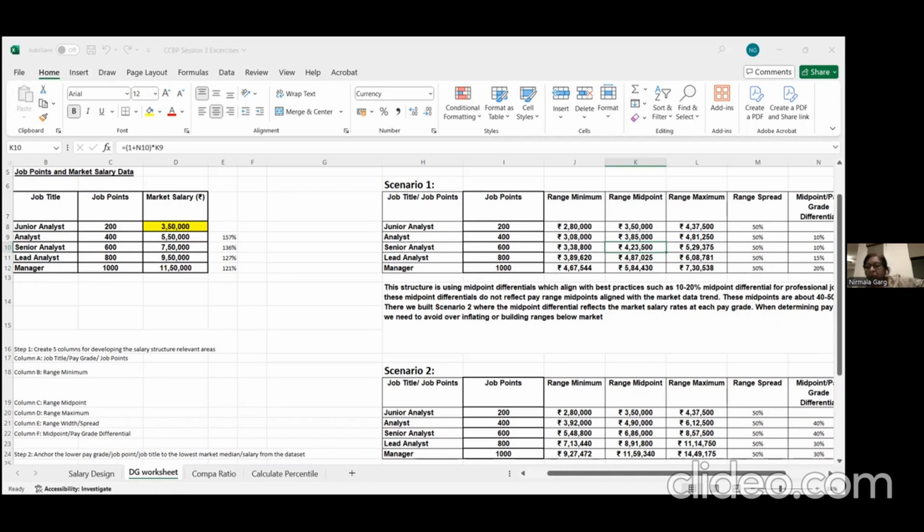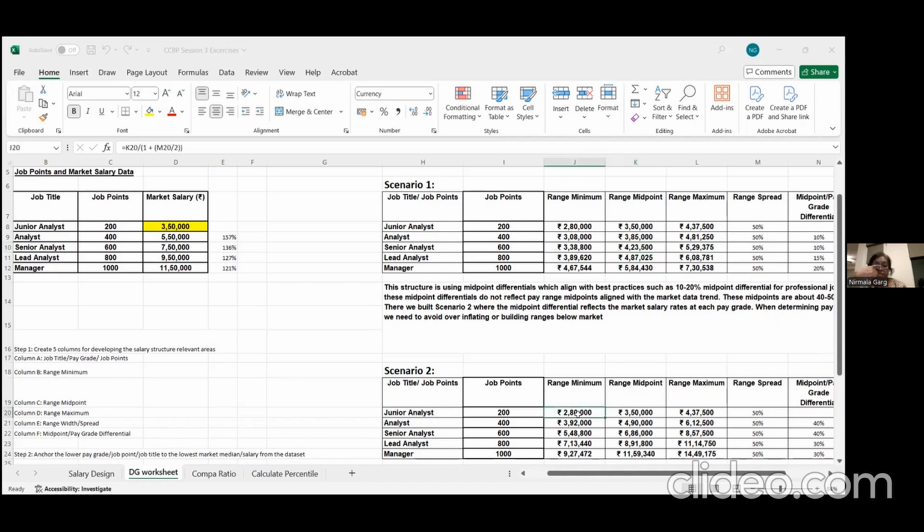So look at this now. I made a spread of 50%. Now there is a formula. If you have the midpoint and also the spread, the formula to calculate the minimum is equal to the midpoint divided by 1 plus bracket 1 by 2 of range width. That is the spread. See, I put the formula here. If I click here, okay, I'll put the formula.